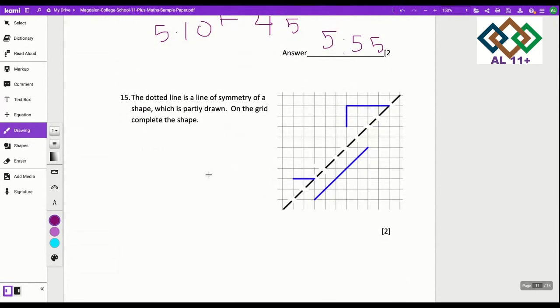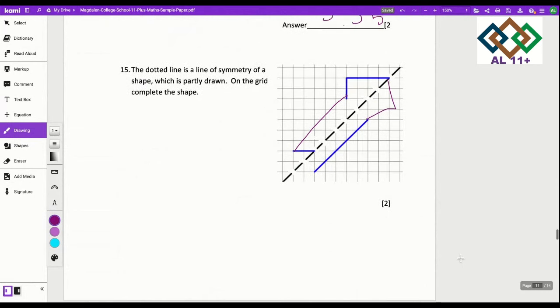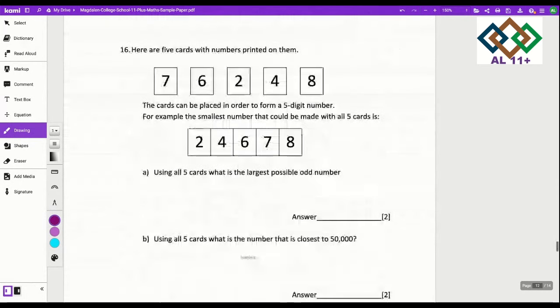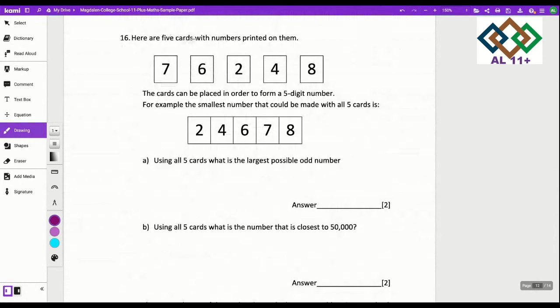The dotted diagram, you just have to complete it like this and make a line like this here. Oh, this one was easy. Now, number 16. Here are 5 cards with numbers printed on them.